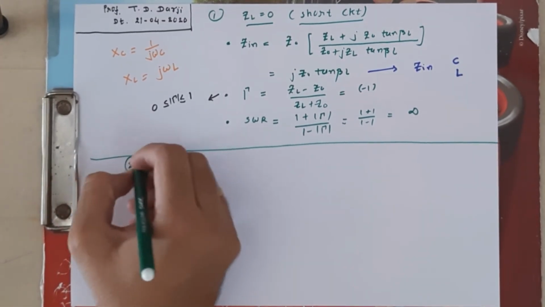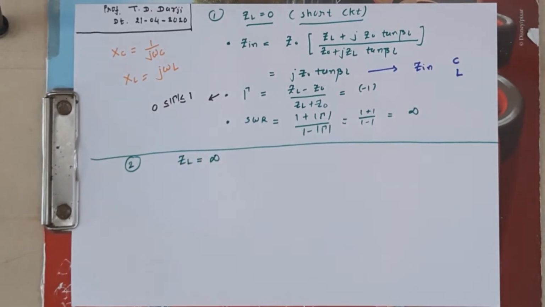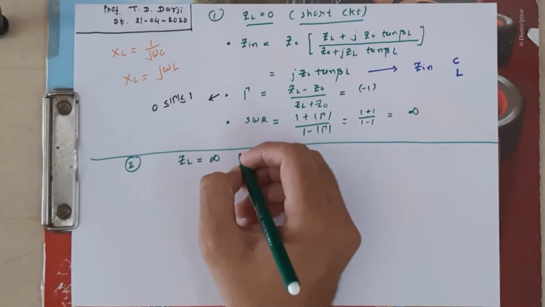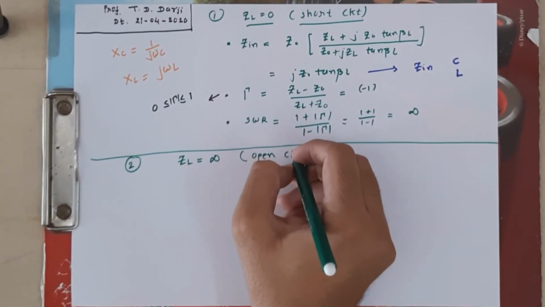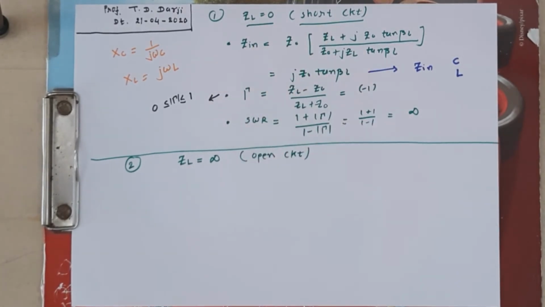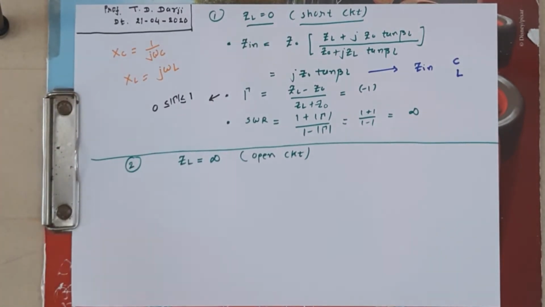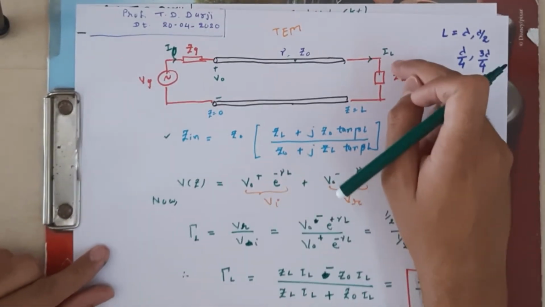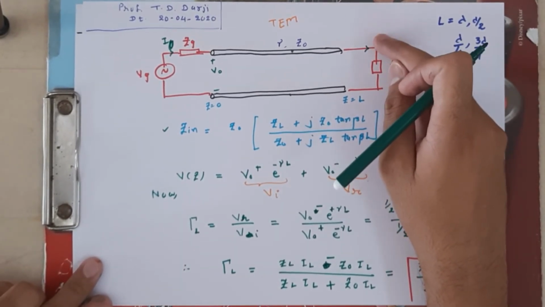The second case is when ZL is equal to infinity, which is known as the open circuit line. Actually, the ZL equal to 0 short circuit line has one application, which we will discuss in the next lecture. Next is ZL equal to infinity, which means the load is open circuit, so the value of the current is 0.